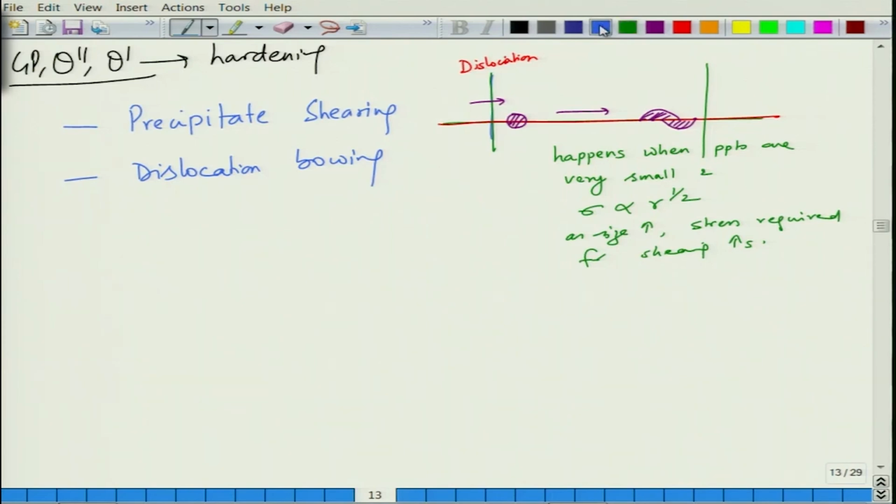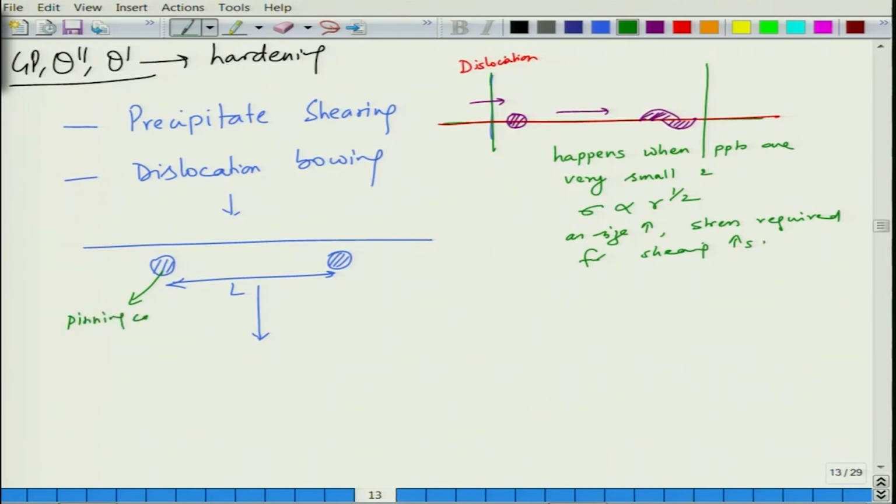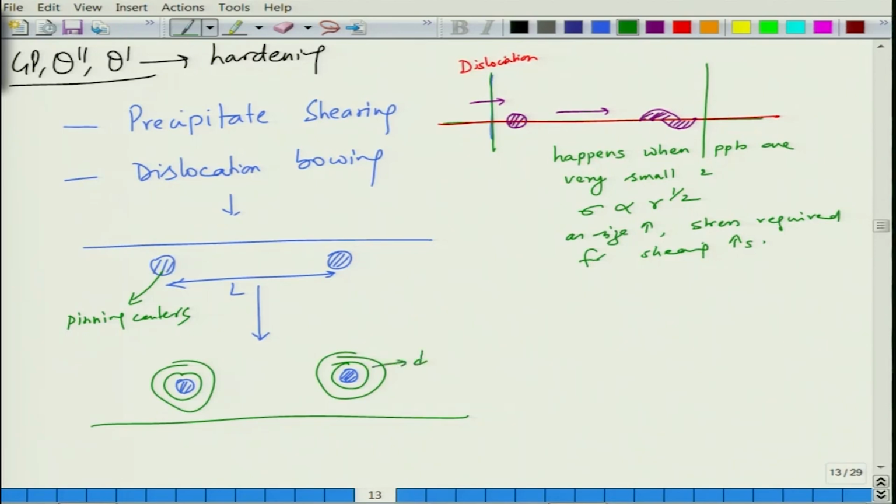The second phenomenon, at the same time when these precipitates start growing, is that when these precipitates become bigger with larger separation between them, let us say L, then the dislocation line, when it approaches them and as it leaves them, these act as pinning centers. So basically then the dislocation, when it goes past them, it leaves these loops of dislocations around. So basically this leads to dislocation generation, which will again lead to strengthening.